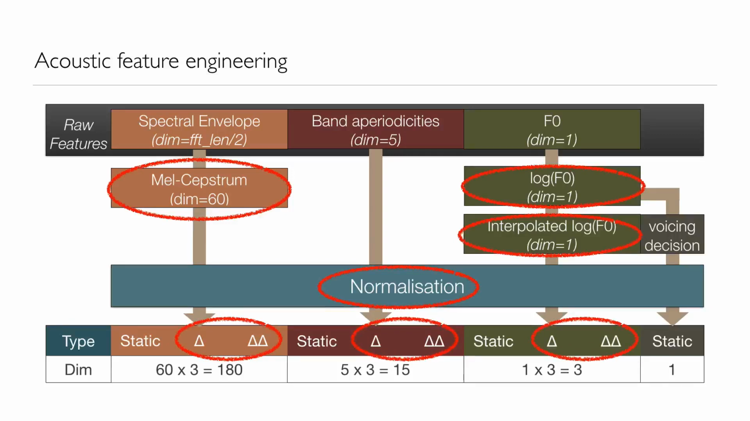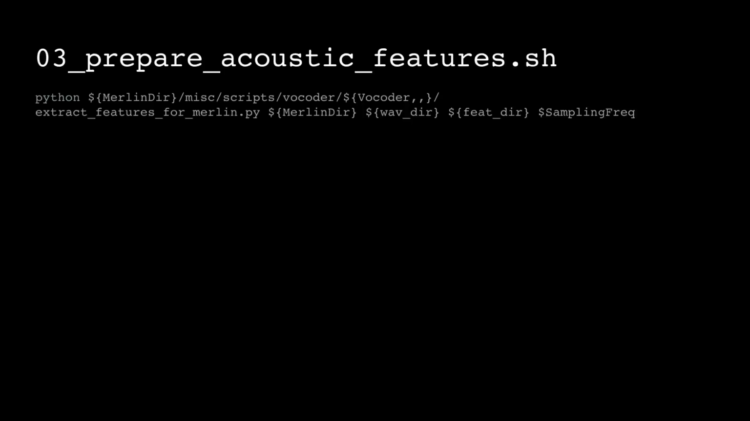They try to capture the degree of how these features evolve over time. All of this is inherited from the HMM, so there are things that we can re-engineer. So if you run that script, 3. Prepare acoustic features in the Merlin toolkit, the main lines are to run the Python script, extract features for Merlin.